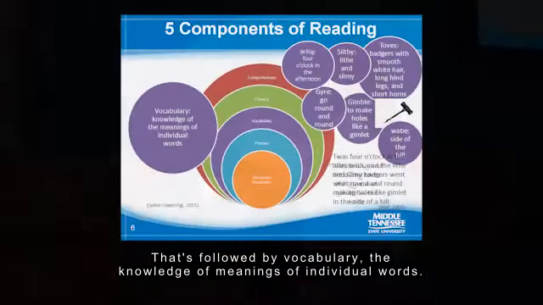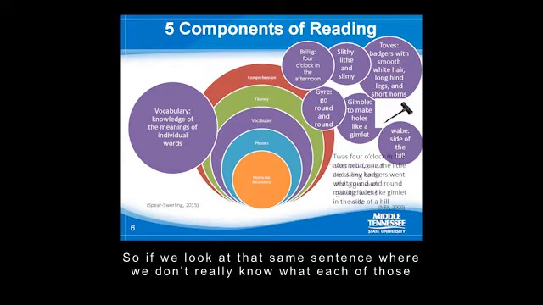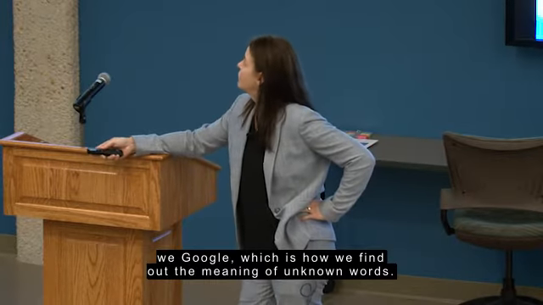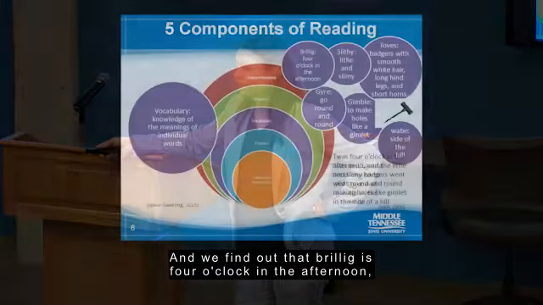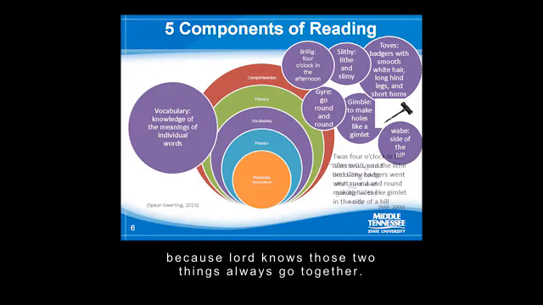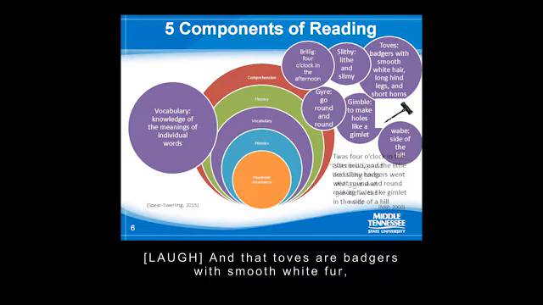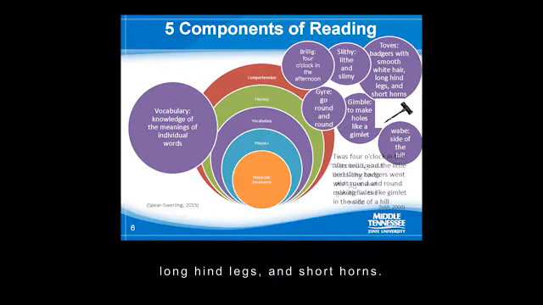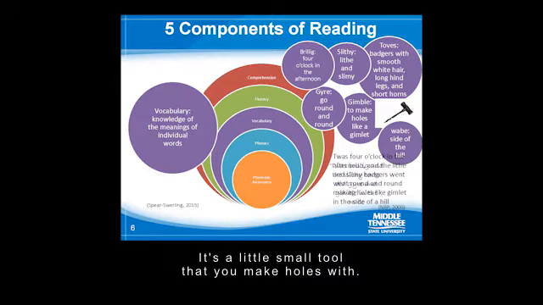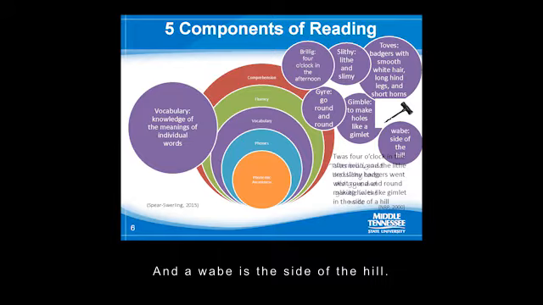That's followed by vocabulary, the knowledge of meanings of individual words. So if we look at that same sentence where we don't really know what each of those individual words means, and we parse it apart by word, and we Google, which is how we find out the meaning of unknown words, and we find out that brillig is 4 o'clock in the afternoon. Slithy is a combination of lithe and slimy, because Lord knows those two things always go together. And that toves are badgers with smooth white fur, long hind legs, and short horns. To gyre is to go round and round. To gimble is to make holes like a gimlet, which is useful only if you know that that's a gimlet. It's a little small tool that you make holes with. And a wabe is the side of the hill.